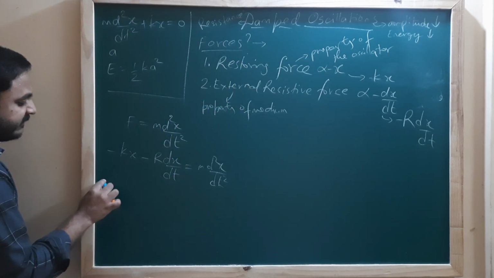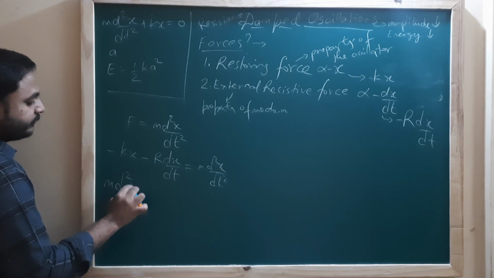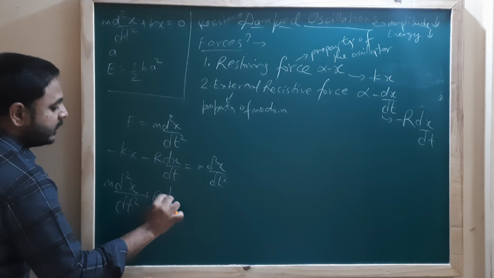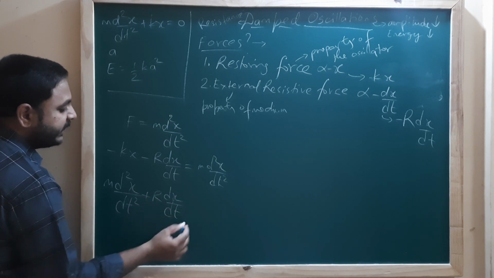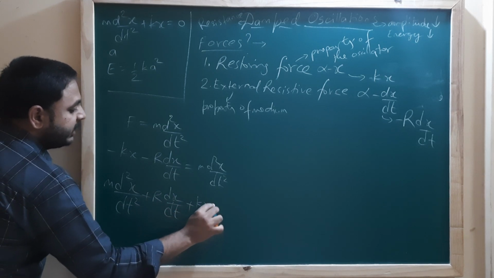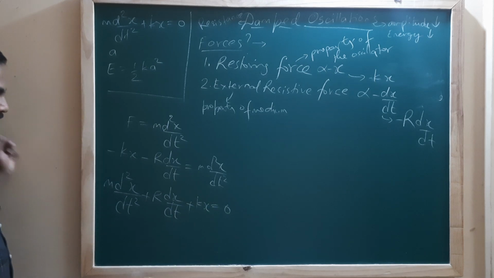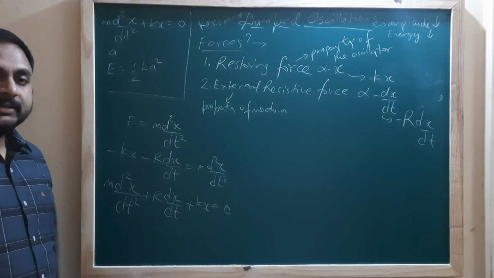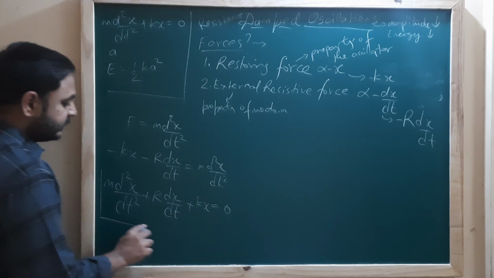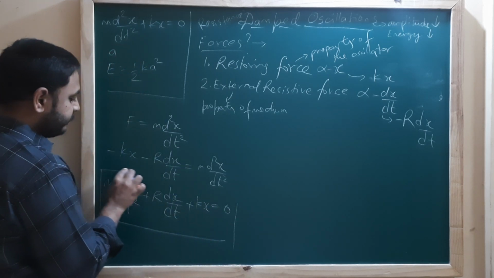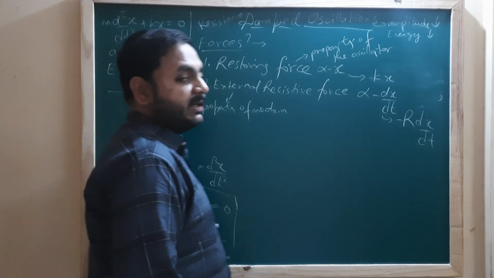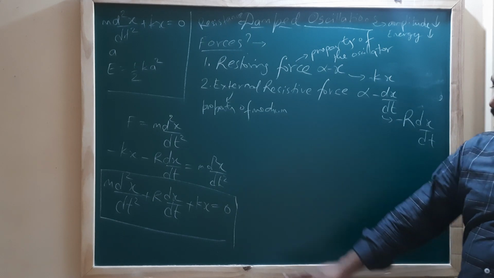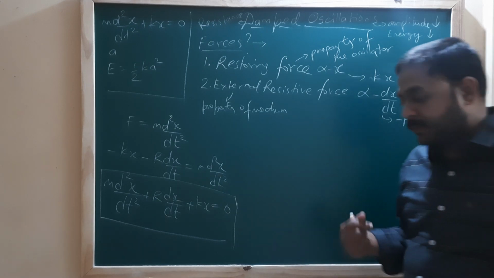Now let us just rearrange and we get the differential equation m d2x by dt squared plus r dx by dt plus kx is equal to 0. This is the differential equation of damped oscillation. Very, very important equation.